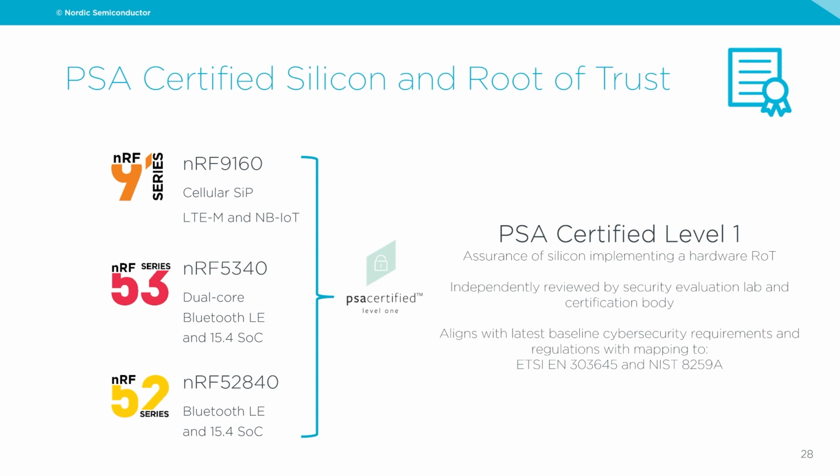So these are PSA certified level 1, which provides assurance of silicon implementing the hardware root of trust. They have been, of course, independently reviewed by a third party, by a security evaluation lab and a certification body. And this certification aligns with the latest baseline cybersecurity requirements, and also with the regulations with the mapping to the ETSI EN 303645 and the NIST 8259A.